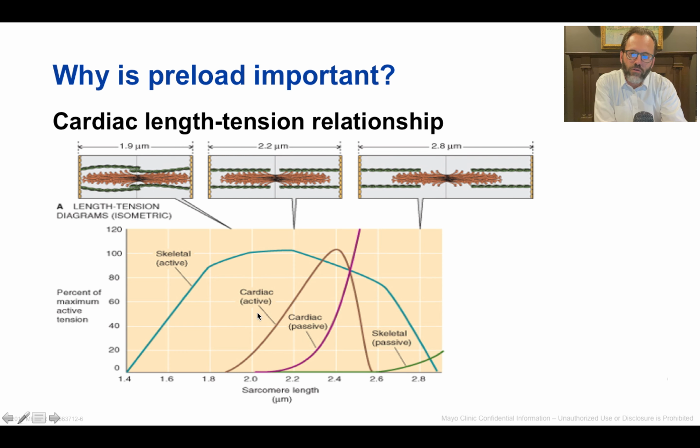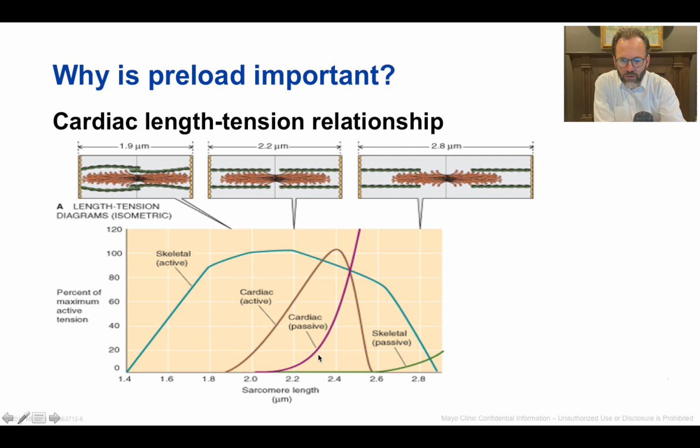Now, interestingly, when we look at cardiac muscle, you can see here that we have this active component. This is showing that there's a much steeper relationship. As we increase sarcomere length, we can very dramatically increase force generation or tension generation in the sarcomere. And then suddenly when we get beyond a certain point, we have a very precipitous fall in tension that can be generated by the cardiac sarcomere.